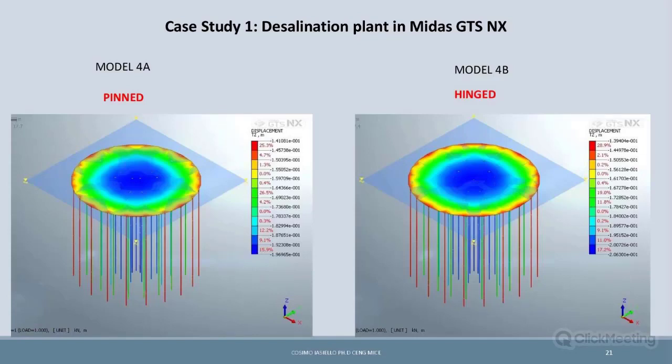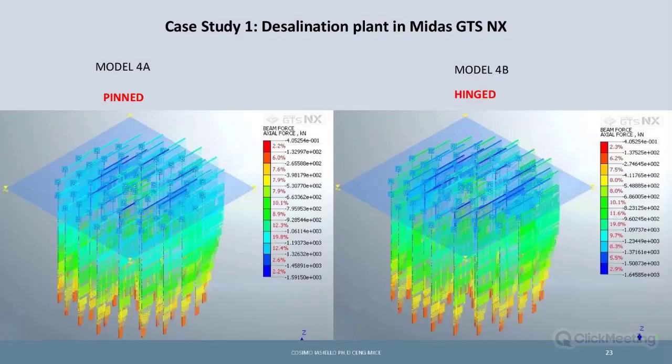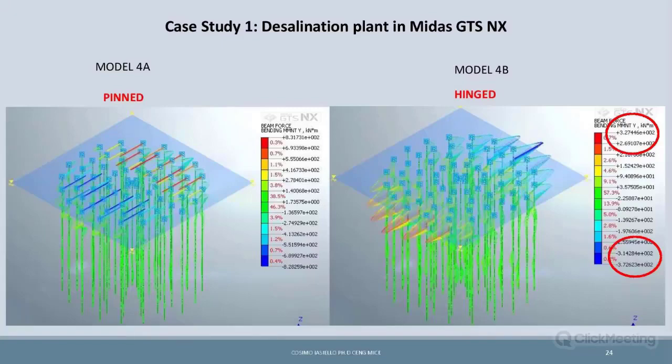Regarding the comparison between pinned and hinged, this is the comparison in terms of displacement. They are almost the same, as is evident. The only difference is relating to the bending moment, in this direction, okay, or in this direction. Because here, if we are pinned, we are experiencing much more bending moment than if it is hinged.